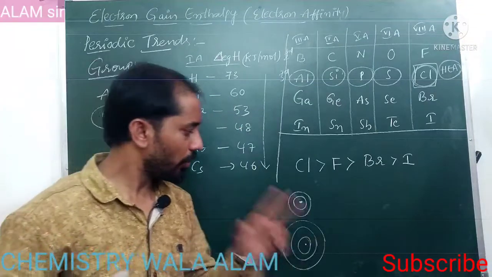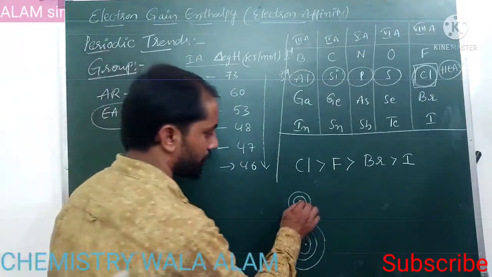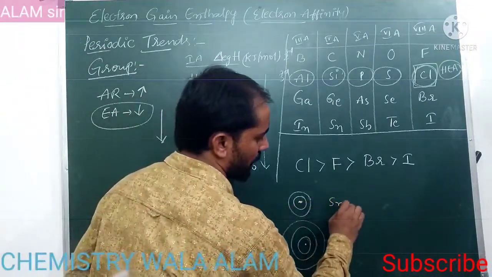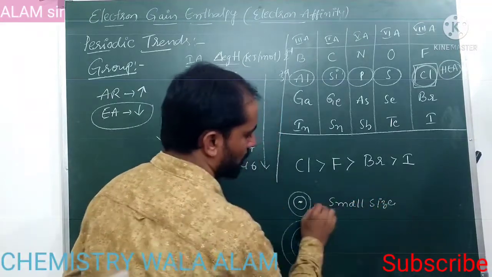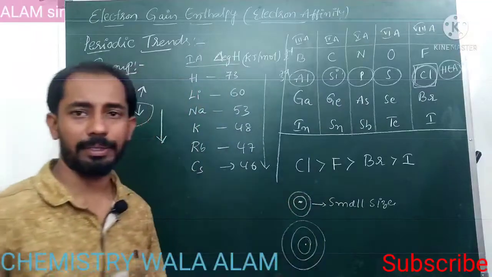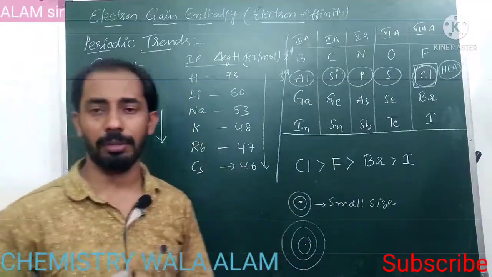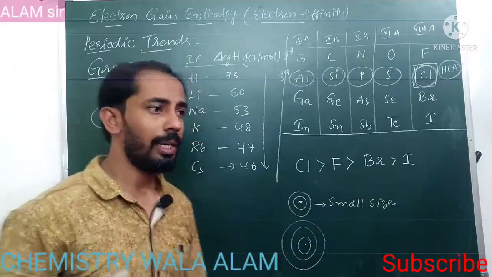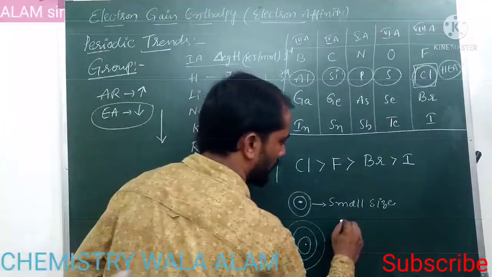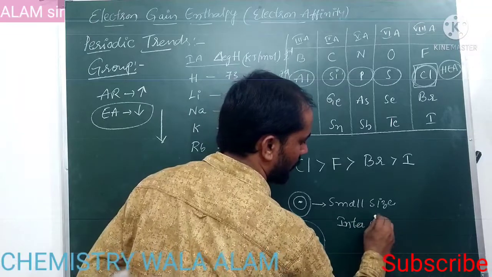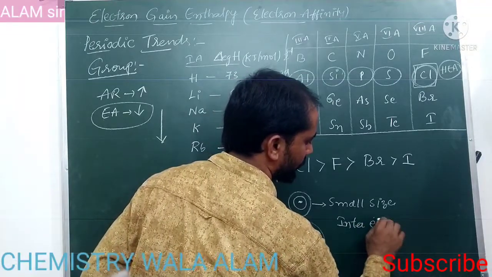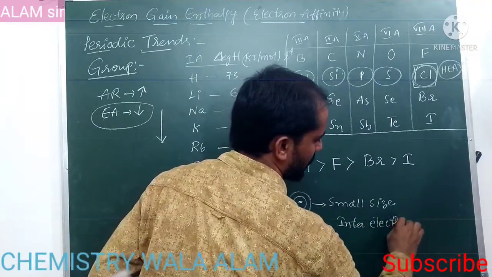So here the reason is the small size of the second period elements when compared with the third period. If the size is small, what happens? Inter-electronic repulsions.